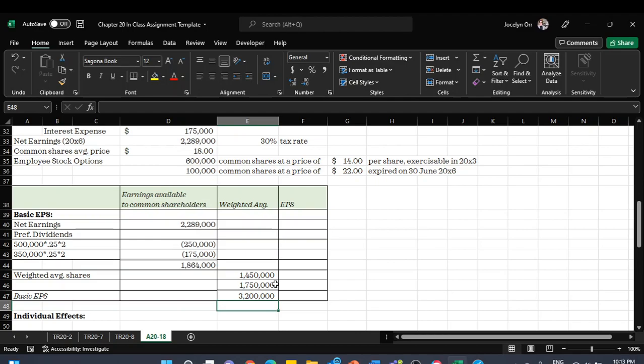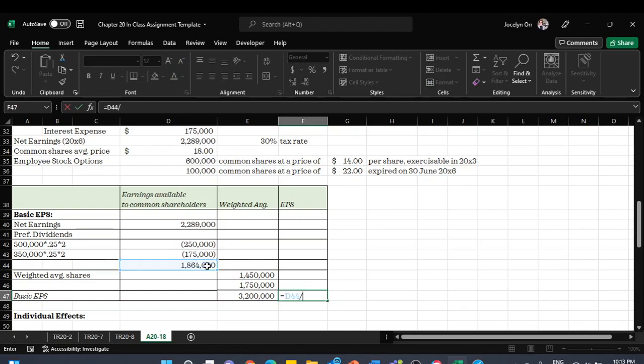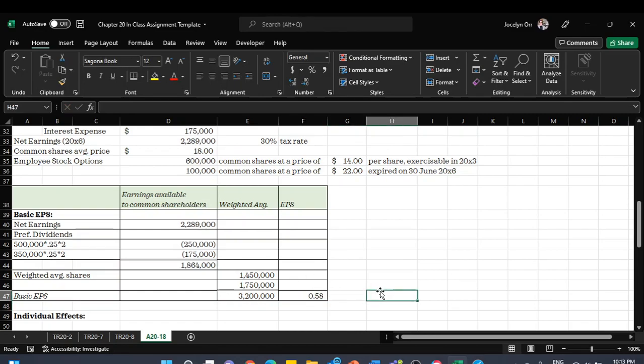Excuse me, giving us a weighted average of 3.2. So when we divide our net earnings by our weighted average shares, we get a basic EPS of 58 cents. So that is basic EPS. Now we can move on and look at our diluted EPS.